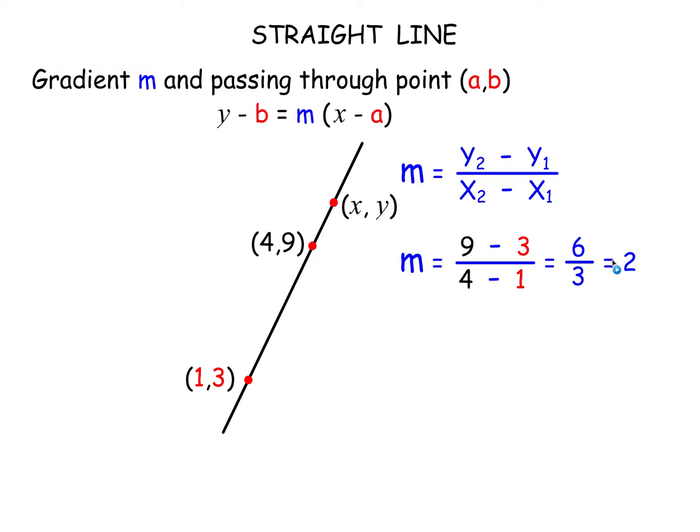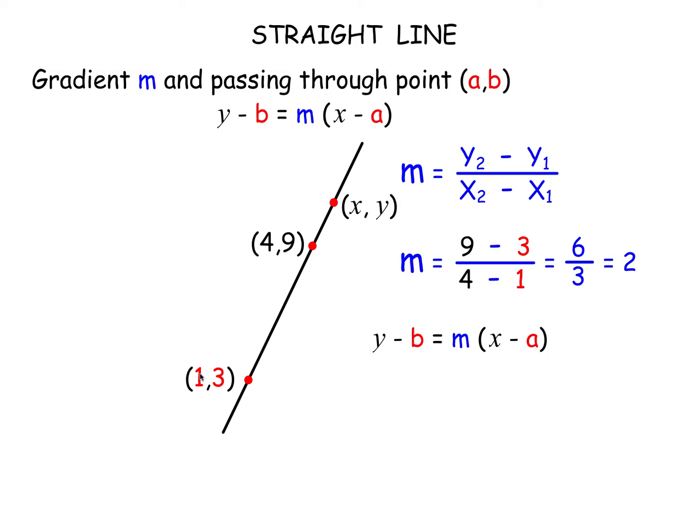Gradient's 2. There's the general form of the straight line. That's what I have to commit to memory. m is 2. (a, b) is some point in the line. Doesn't matter which one of these 2 points you take. I'm going to take (1, 3) here in red. a is 1, b is 3.